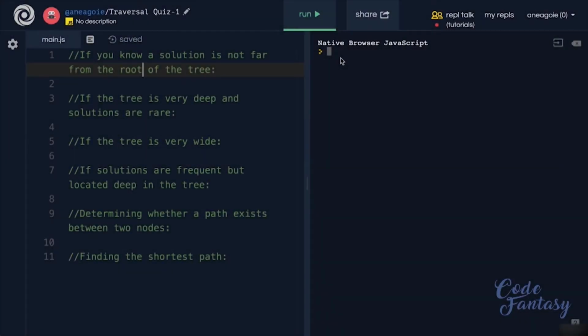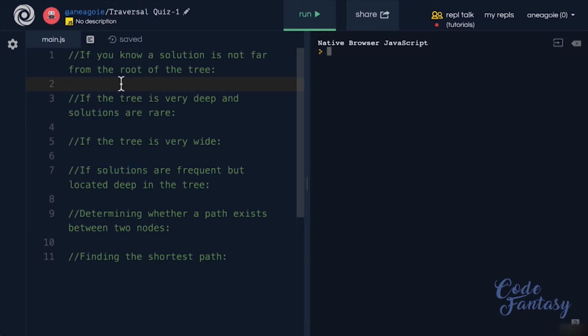Welcome back. How was this exercise? Hopefully it wasn't too difficult. If you're able to answer these questions, you're most likely going to be okay in an interview if you ever get asked about depthFirstSearch or breadthFirstSearch. So let's go over the answers.